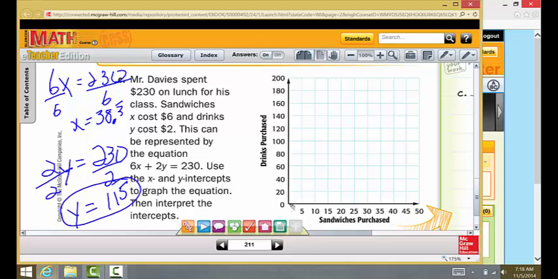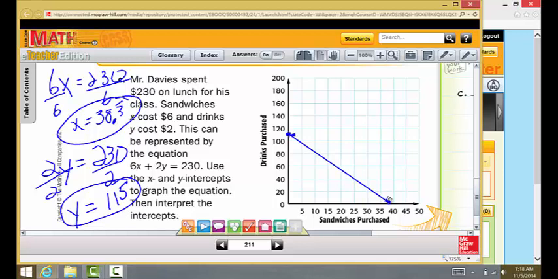So when x equals 0, y equals 115. Our y-intercept is right there at 115. Our x-intercept is 38 1/3, so we get to 35. 38 1/3 is going to be right about here. So there's our 2 points, and the next thing we need to do is put a nice straight line on that.